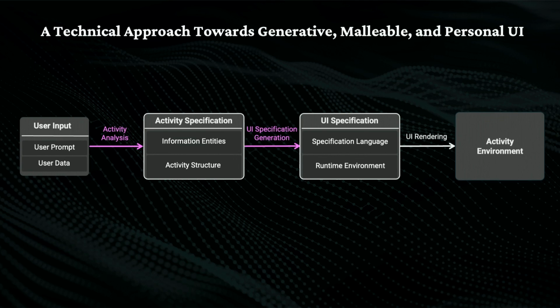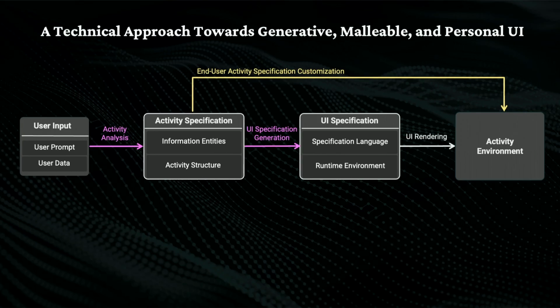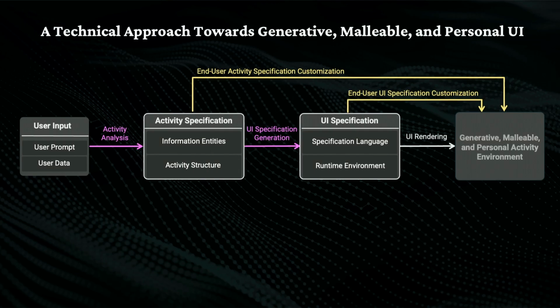On top of that, we also want the user to be able to directly manipulate the activity specification so that I can further adjust the UI based on my needs, because I know AI will make errors. So I want to be able to adjust the overall information environment, but I also want to be able to adjust individual UI elements. And then eventually, hopefully, I will have a generative, malleable, and personal activity environment.